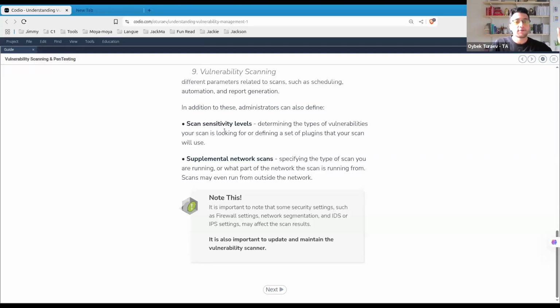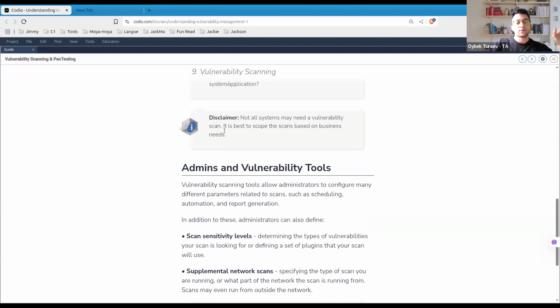Sometimes it's going to be helpful for us, whether it's for network scans, or sometimes for offline, or it could be from the external side. That's the way, whenever we do vulnerability scanning, we need to consider this sort of information.